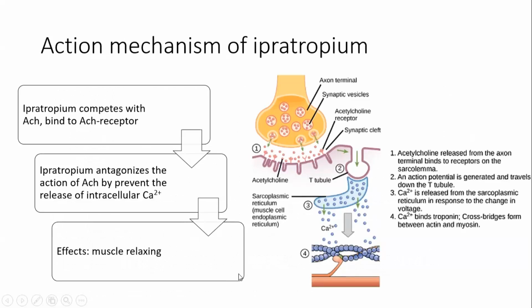So the action here, this diagram shows the action of acetylcholine. Acetylcholine acts on the muscarinic receptor, and upon its release it causes efflux, or release, of calcium. Release of calcium can cause constriction of the cell. But ipratropium competes with acetylcholine and binds to the receptor. So they antagonize acetylcholine by preventing the release of intracellular calcium, so the calcium stays inside the cell. Without release of calcium, there is no contraction of the smooth muscle. That's why it works as a bronchodilator, because the muscle relaxes.